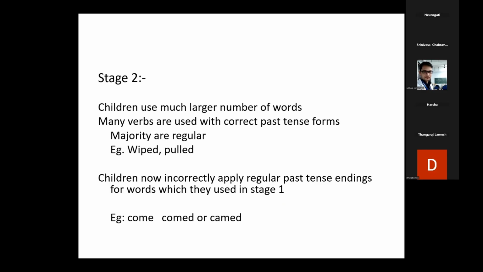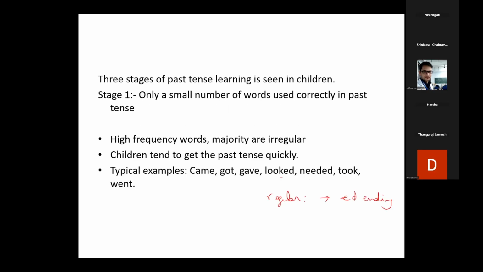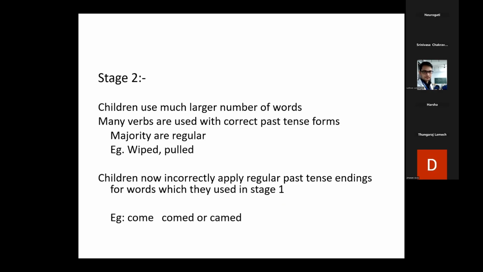So what happens is when children learn, they start with these very frequently used verbs. Most of them have irregular endings. Then at a slightly later stage, stage 2, they get exposed to lots of verbs which have regular endings, like wipe and wiped, pull and pulled. Then they discover this new rule that past tense means adding a d or an ed. Then they incorrectly apply this to the words that they learned in the first stage. And so come becomes comed, instead of came, and so on. They start making these mistakes.